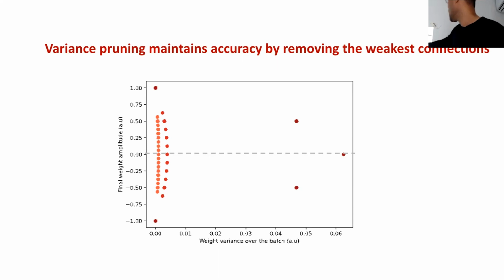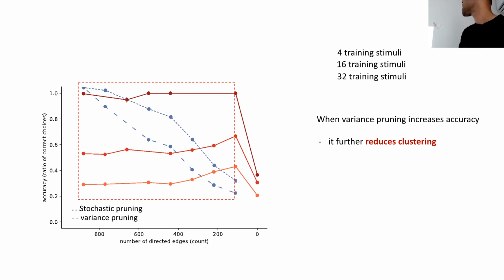When the weight variance increases across trials, which is the x-axis, the weight magnitude will decrease when they are positive, like those dots here, and they will increase when they are negative, which means the weight variance and the absolute magnitude are completely inversely correlated. So when you prune based on the most unstable weights, you basically remove the weakest weights, the ones that have the least impact on the network's activity, which is basically why variance pruning works, at least in Hopfield networks.